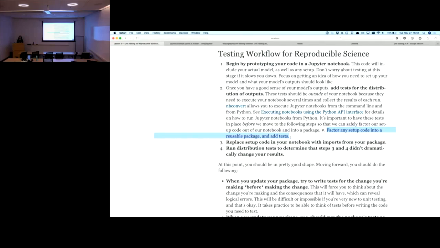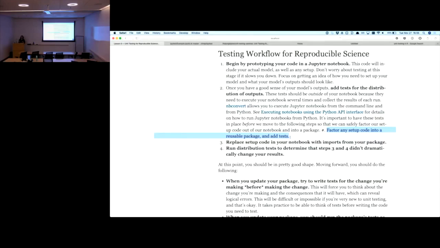And so the reason I want to do that in this order is that I want to do two before I factor out my setup code, because I want to make sure that when I factor it out, I'm not dramatically changing the distribution of results that my code is producing. Does that make sense? It has the flavor of test-driven development, and it kind of has the flavor of detecting regressions, right?